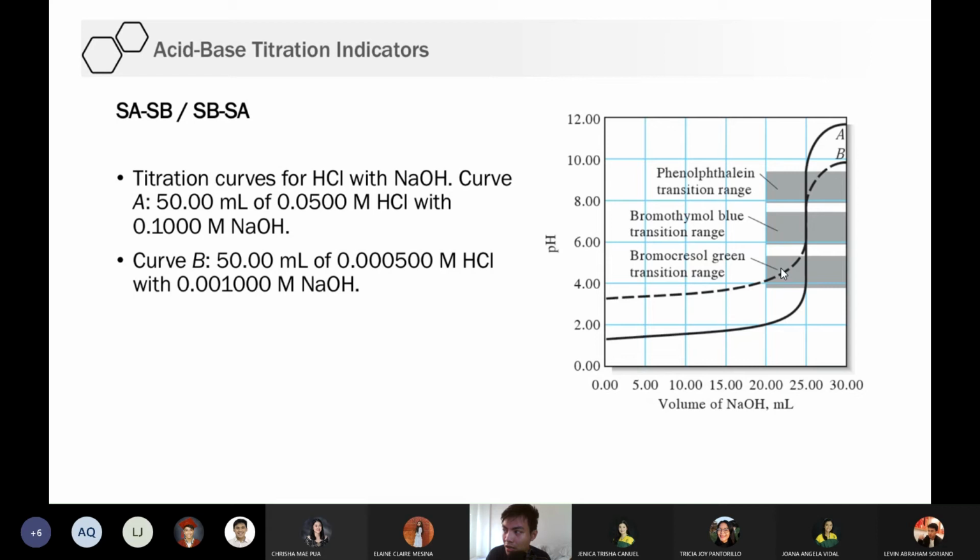Bromocresol, hindi. Kasi pre-equivalence point siya magko-color change. Hindi gagana. Pwede mo na lang gamitin is the bromothymol blue. Okay. So again, depending on the length of the inflection point, yung indicator na gagamitin. Okay. So the higher the concentration, the longer the inflection point. That means the more indicators ang pwede nating maging options, no? Pero kapag maigsi yung inflection point, edi onti lang yung options natin.